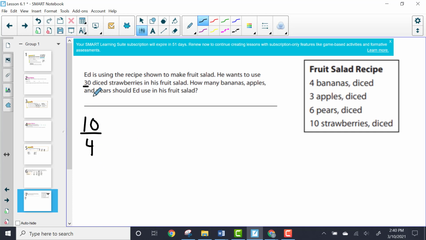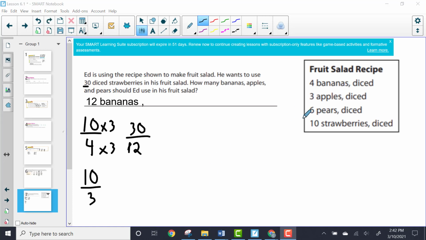Now, what do you have to do to get to 30 strawberries? You have to multiply this by 3. Multiply the strawberries by 3. Therefore, we have to multiply the bananas by 3. So that gives us 30 strawberries, and then we would have 12 bananas. So 12 bananas here.